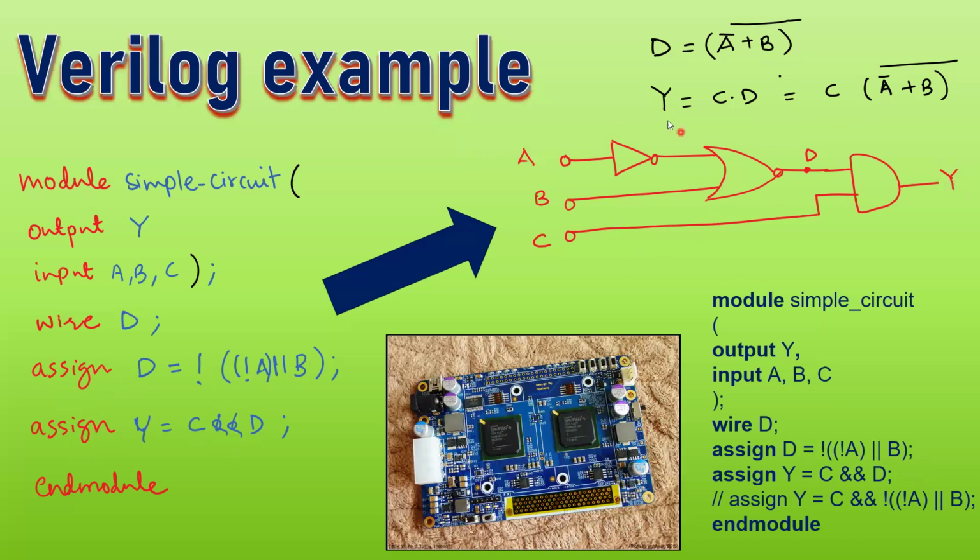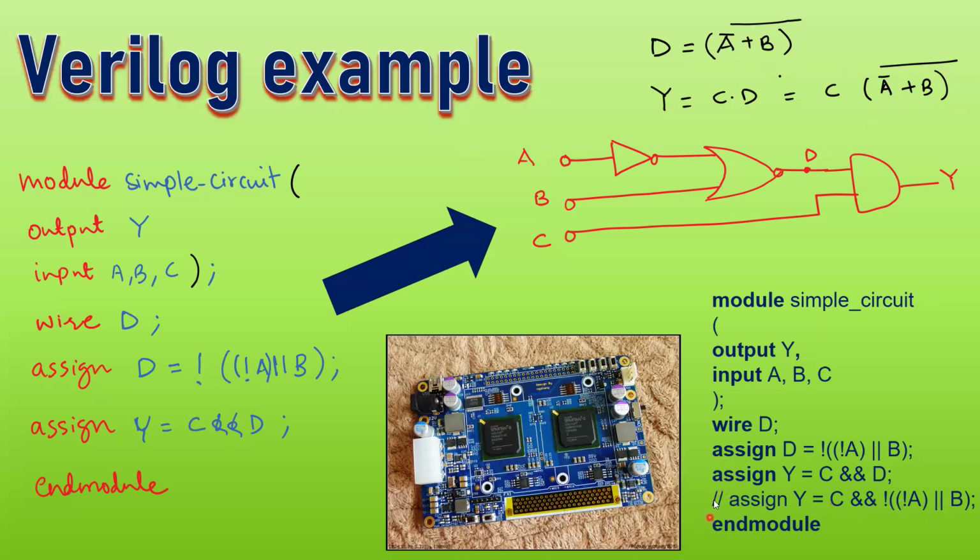So what I can do is Y equals to C and this expression. This is basically D, what is here. So instead of D, I write this complete expression, that is A bar or B bar, and then take a complement of it. So you can see here, instead of using these two separate assign statements, I will use one single assign statement right here.